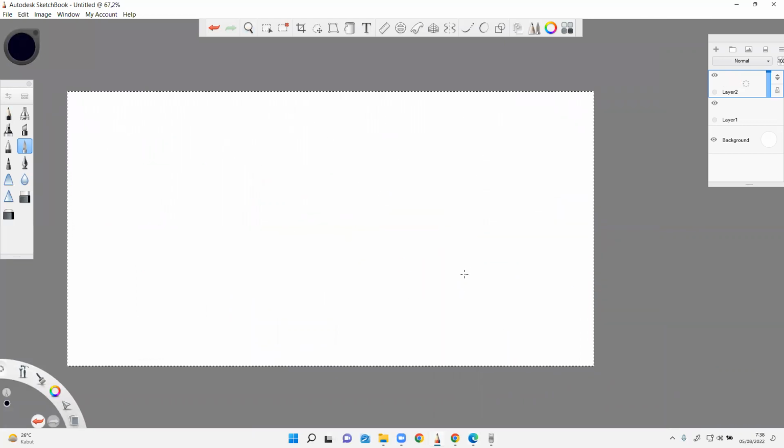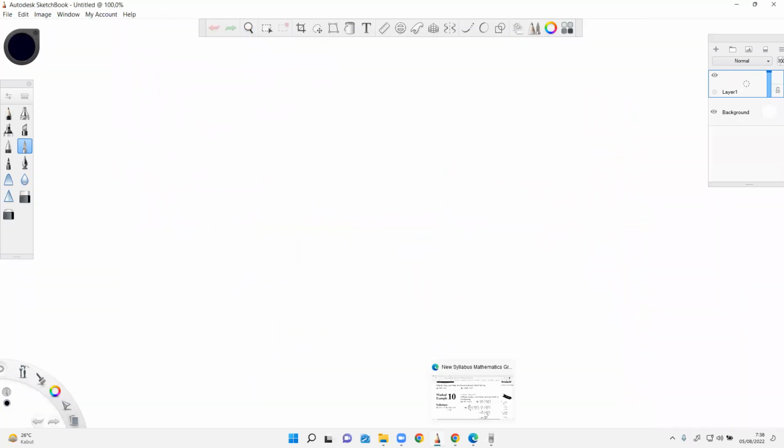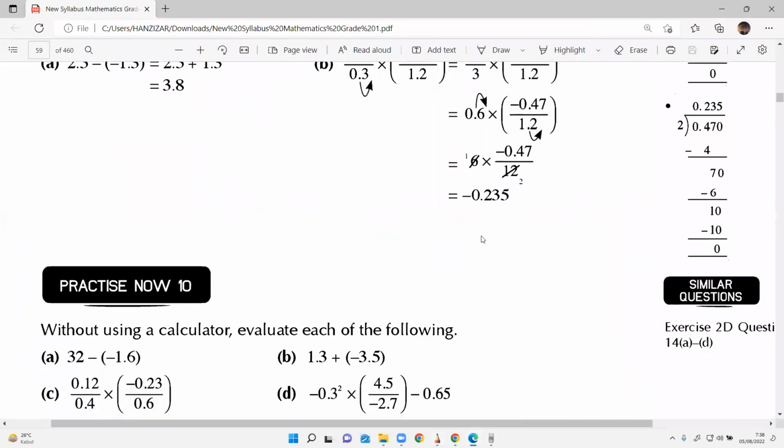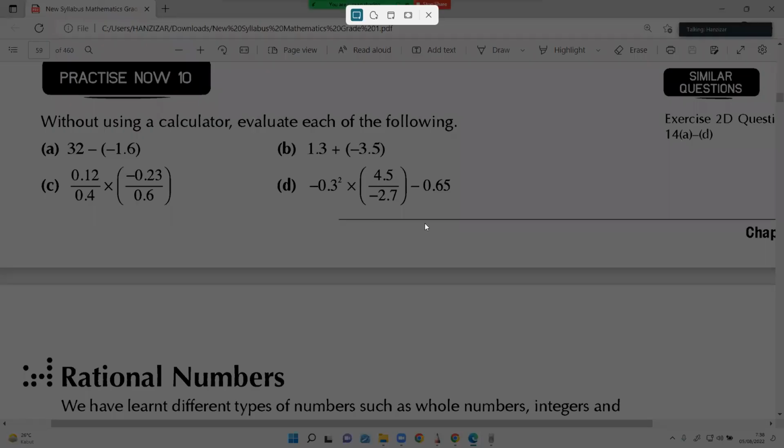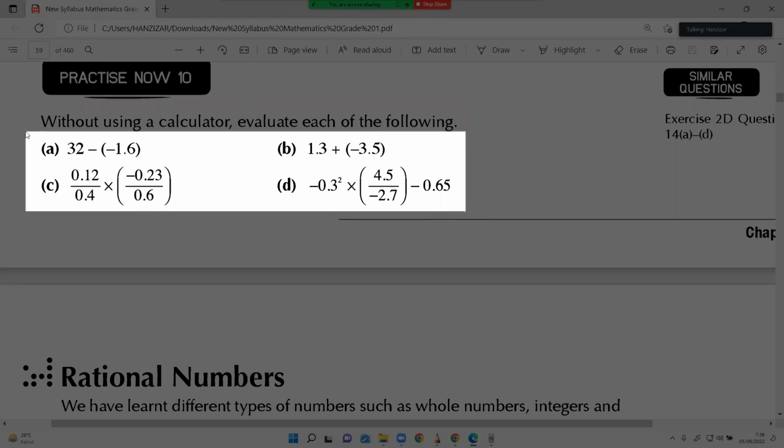Okay. Next. What page? There you go. Okay, you combine the workings. Oh man. A, B, C, D. Let's do this.